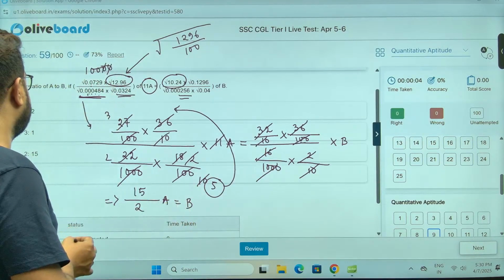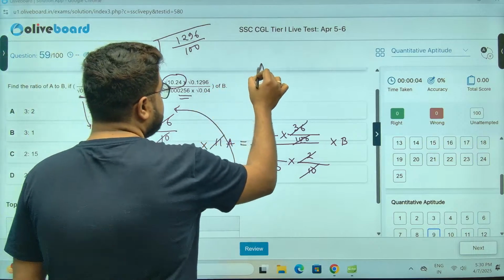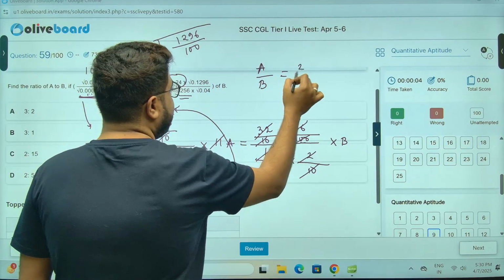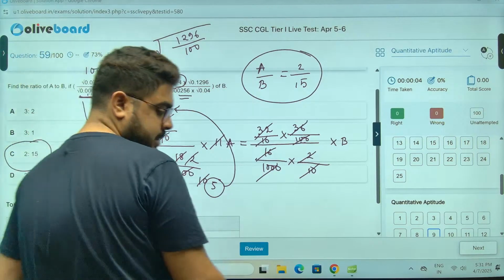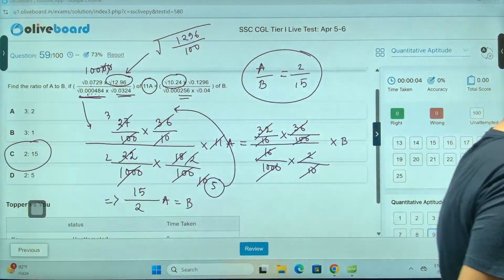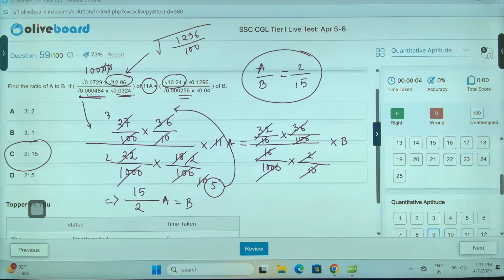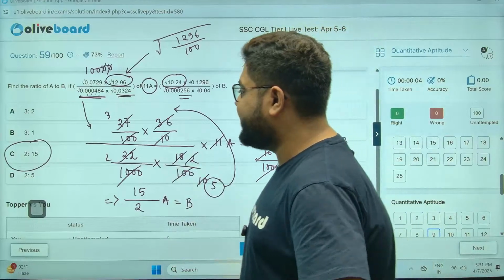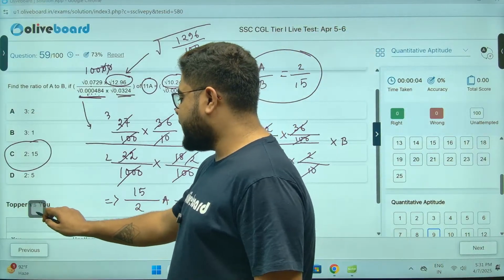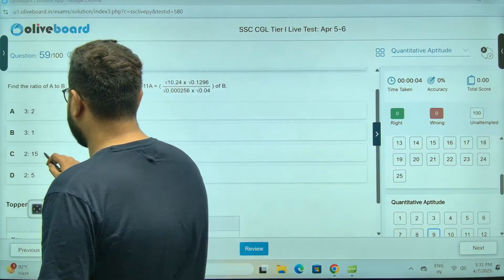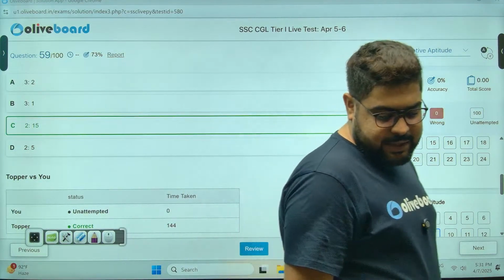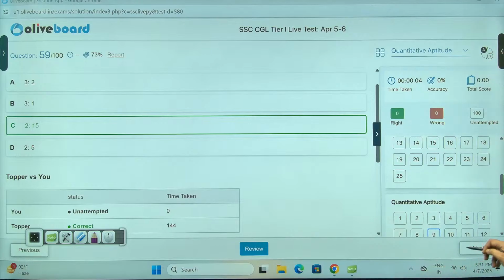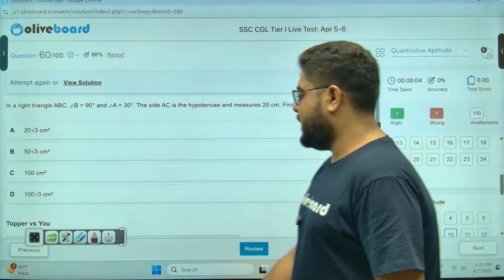They're asking what? A ratio B. A ratio B will be 2 by 15, so 2 ratio 15. Option number C is your correct answer, absolutely. It was a little lengthy, not difficult by any sense of the word, but yes, it was most definitely lengthy. What can we do, it was given lengthy, so it was given.